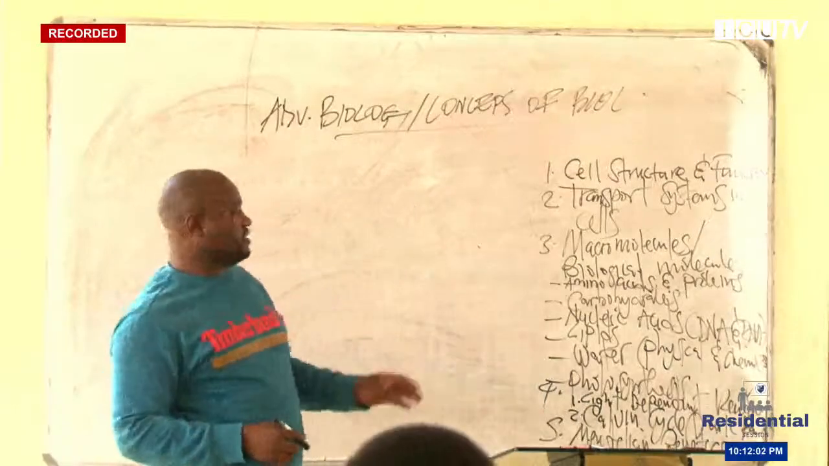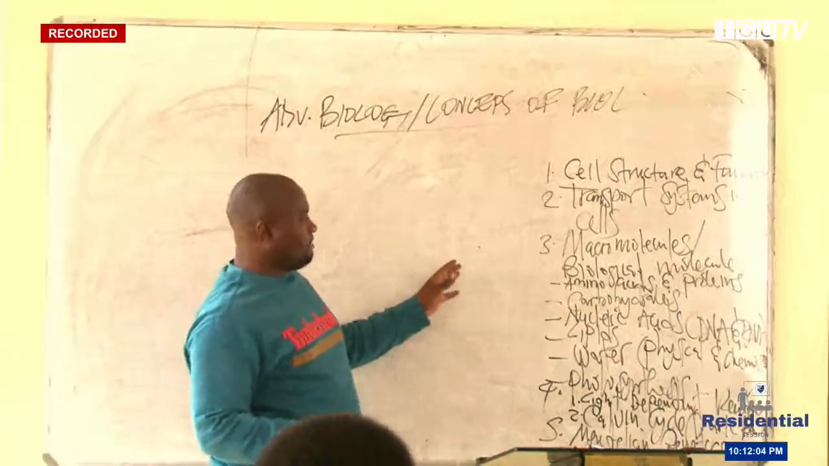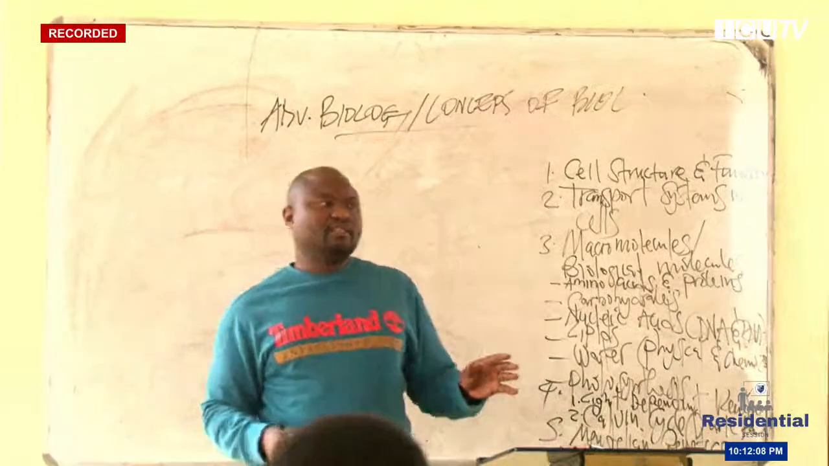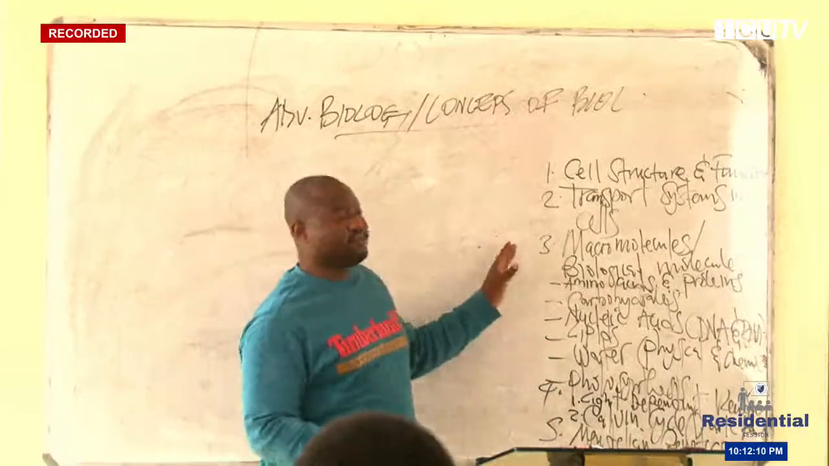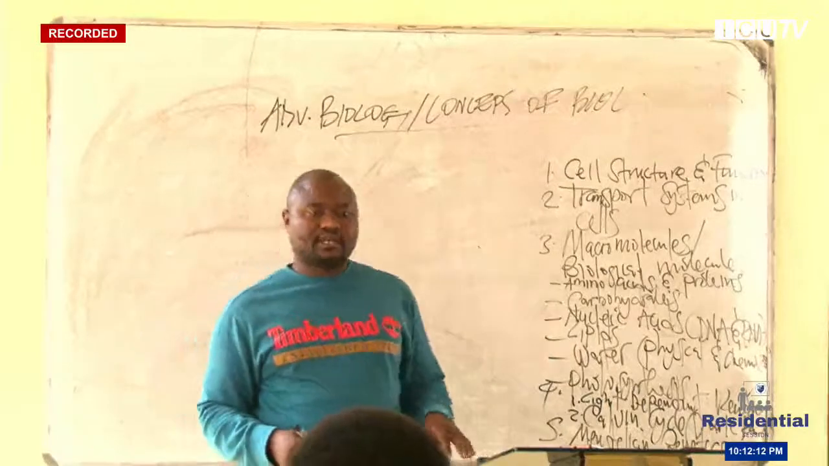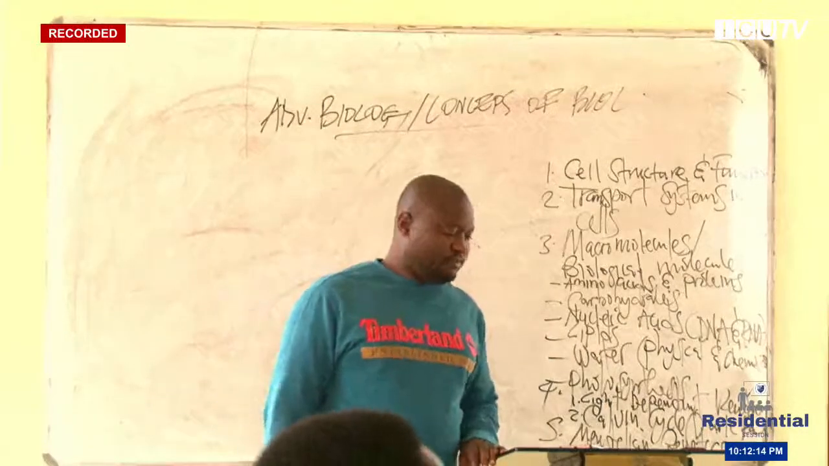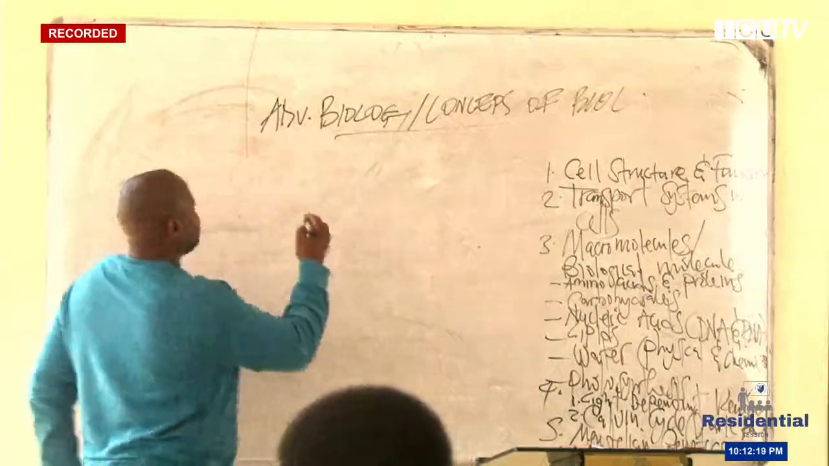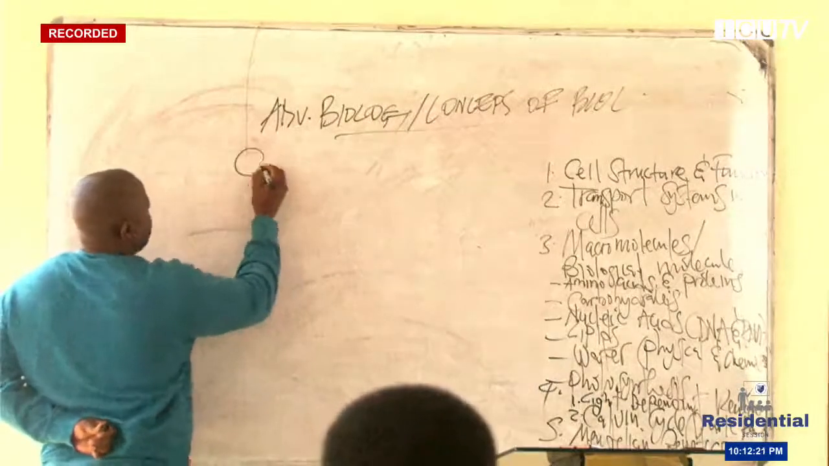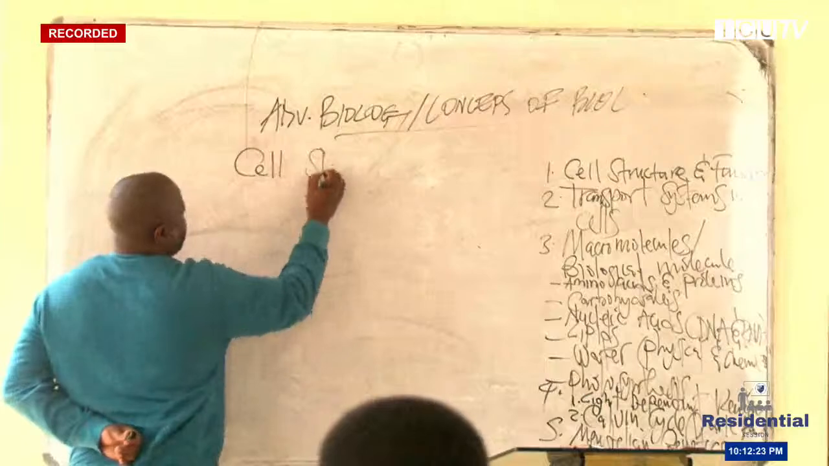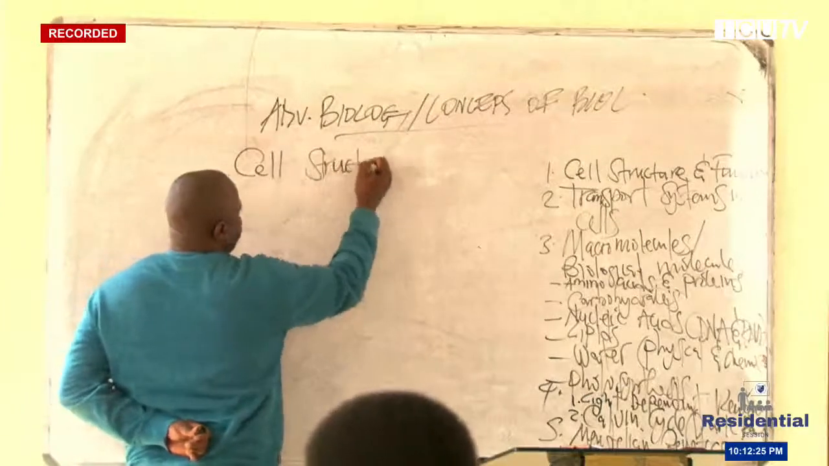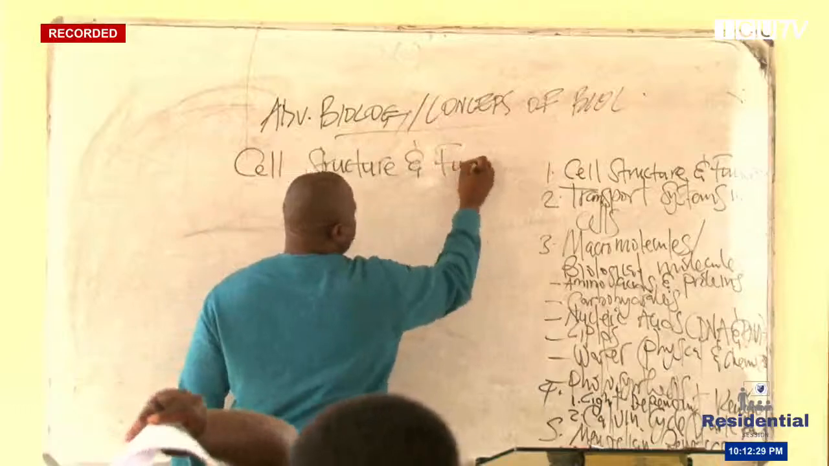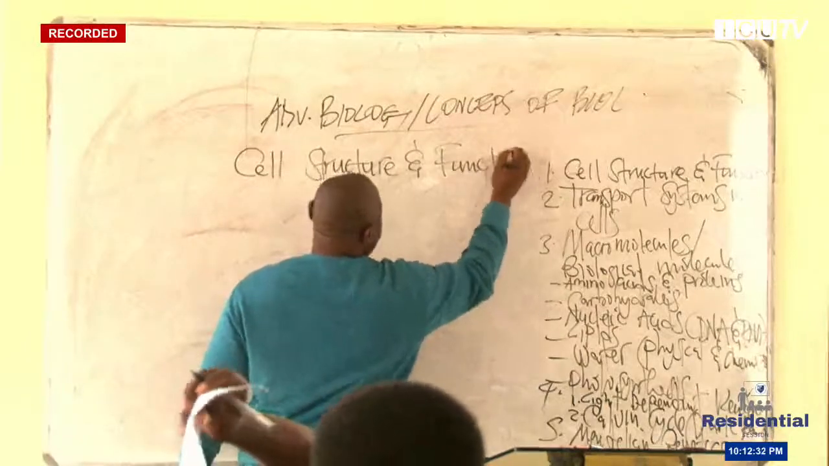Okay. So this is a tentative course outline, and these are some of the key concepts that we are going to look at in this particular course. So to begin with, we begin with unit 1, which we are calling cell structure and function.